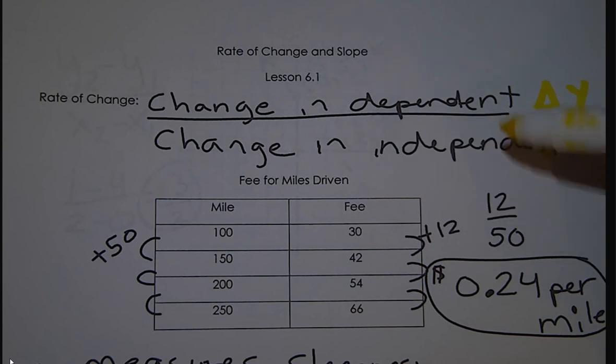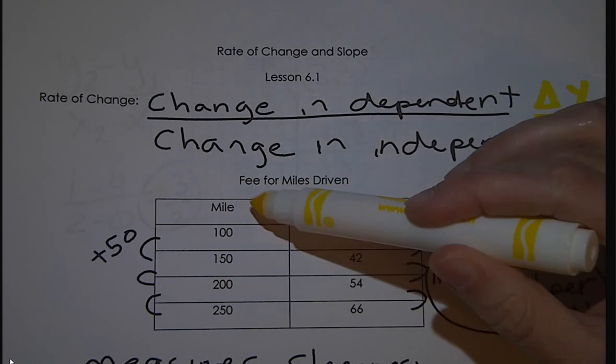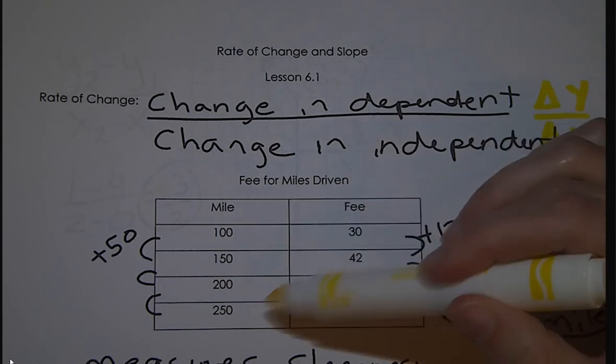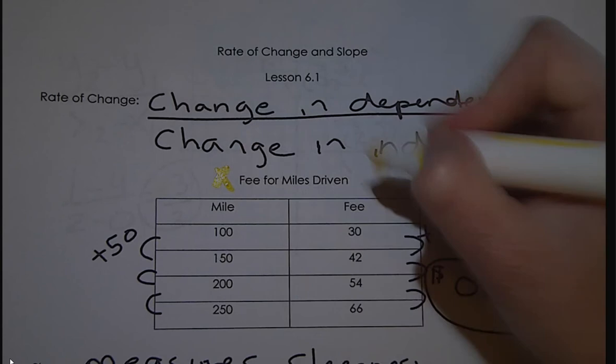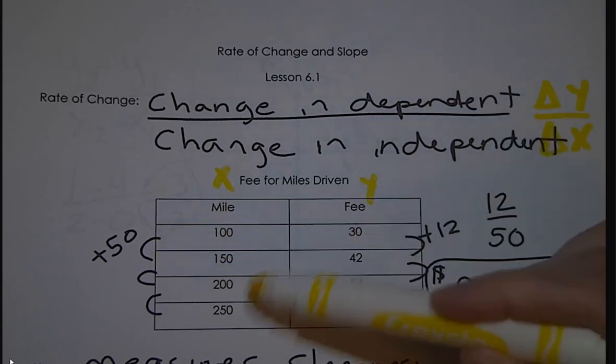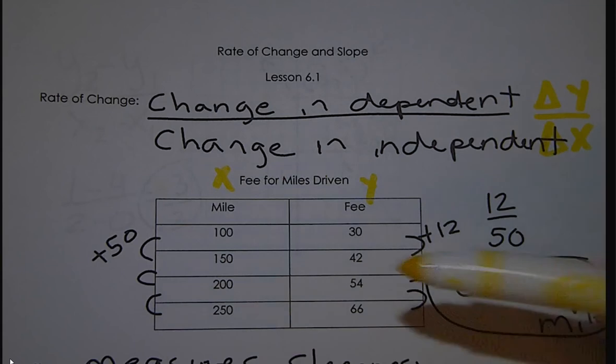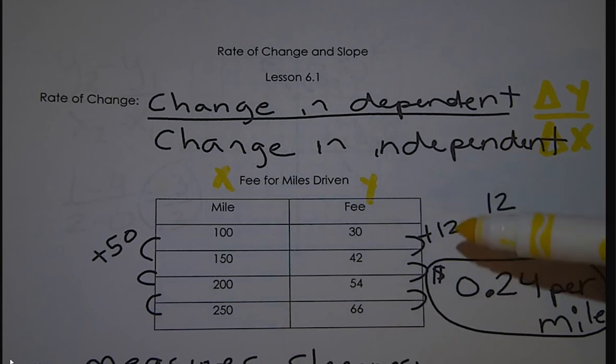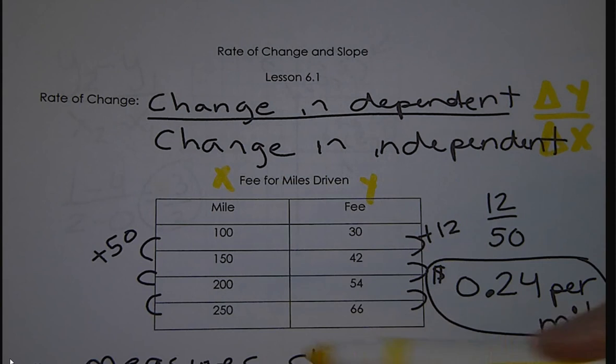My independent variable here is the number of miles I've driven. That's my x. And your fee is your y. So I would calculate, what is my change in x? Over here, I'm adding 50 every time. That's the plus 50. On my y, I'm adding $12 for every 50 additional miles I drove.